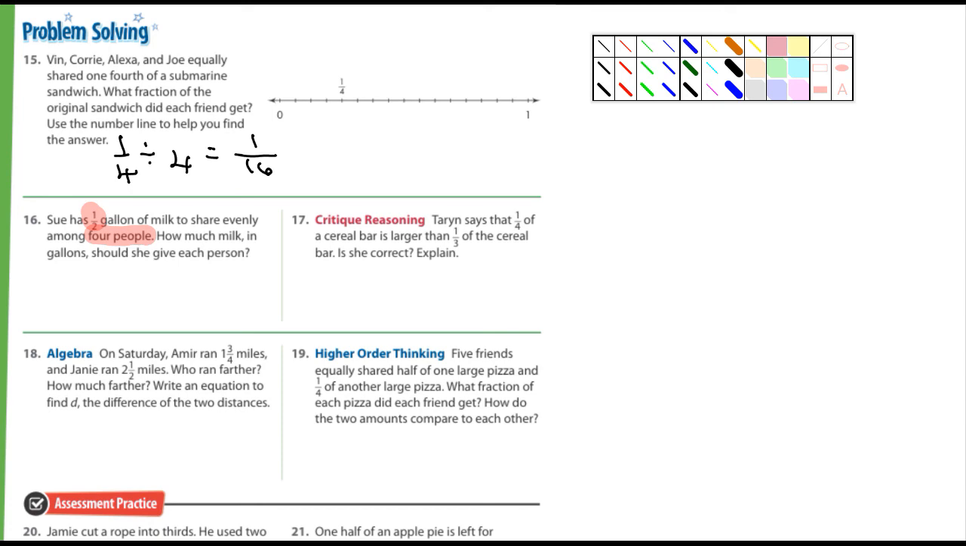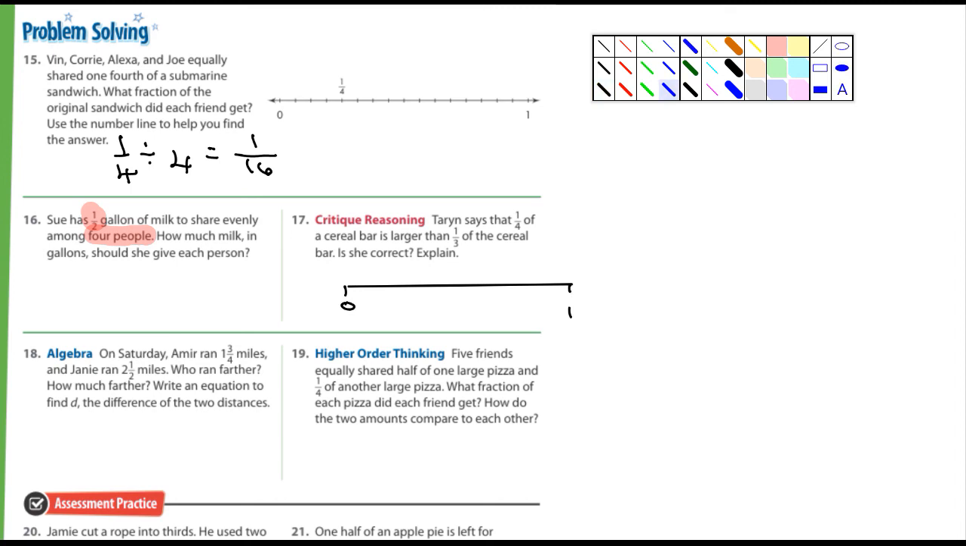1/4 of a cereal bar is larger than 1/3 of a cereal bar. Well, let me see here. What's the best way for me to show you guys this? I'm going to draw a line here. Okay. This is 0 and this is 1. So where would a 1/2 be?